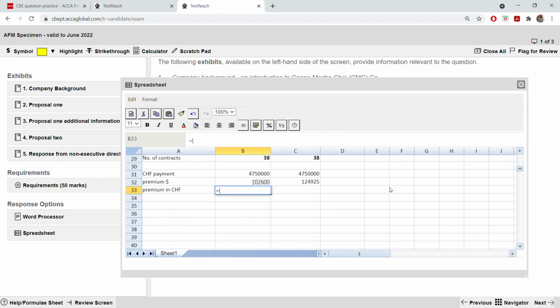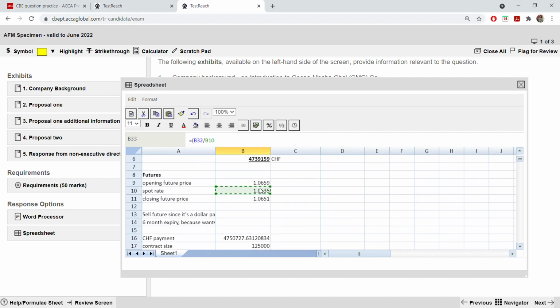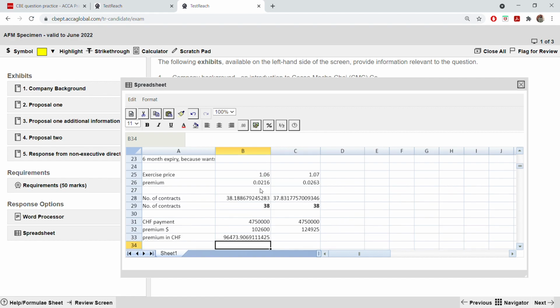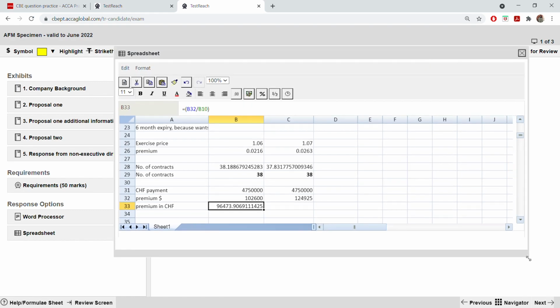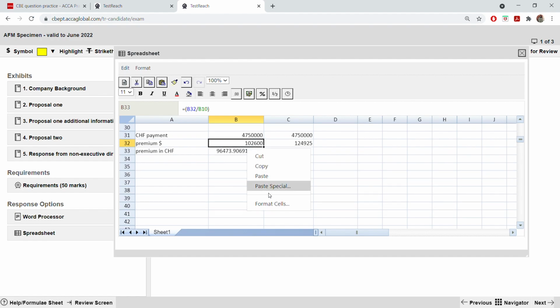Always see whether you're selecting the correct cell or not. Divide by the spot rate. What is the spot rate? This one. Close bracket. Enter. Okay, and make sure that you round this up to the whole number. If you're not able to see, just go up to format cells and 0.